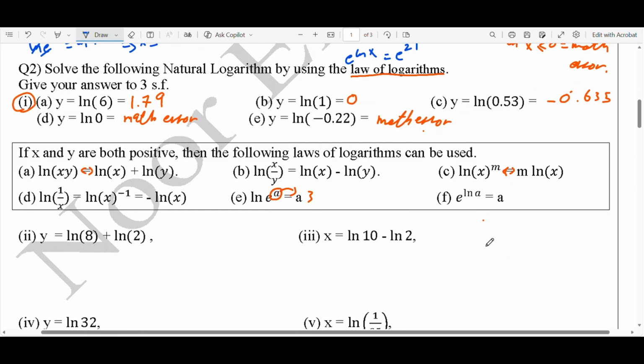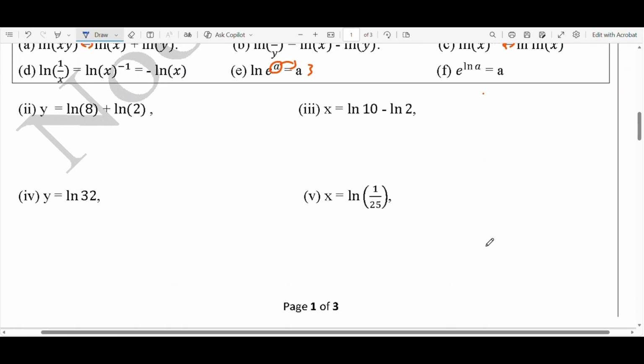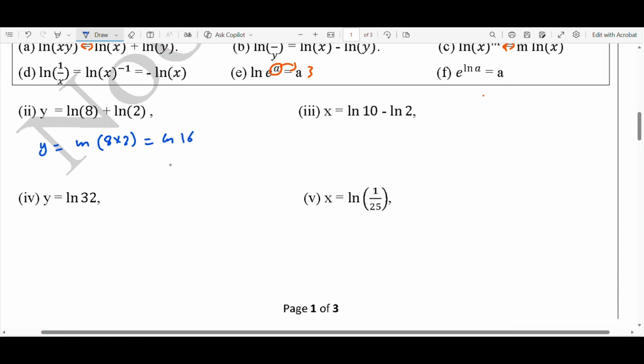Let's continue. y equals ln 8 plus ln 2. I'm going to combine them. y equals ln 8 times 2, which equals ln 16. If I want to make it simpler, how can I make it simpler? Think of it. It's the same as ln 2 to the power 4. It's the same as 4 ln 2. Agree or disagree?